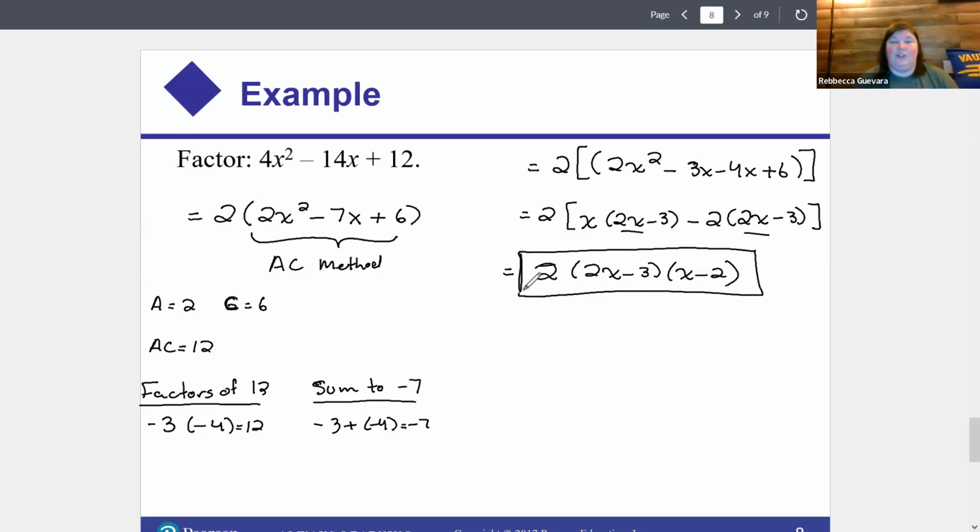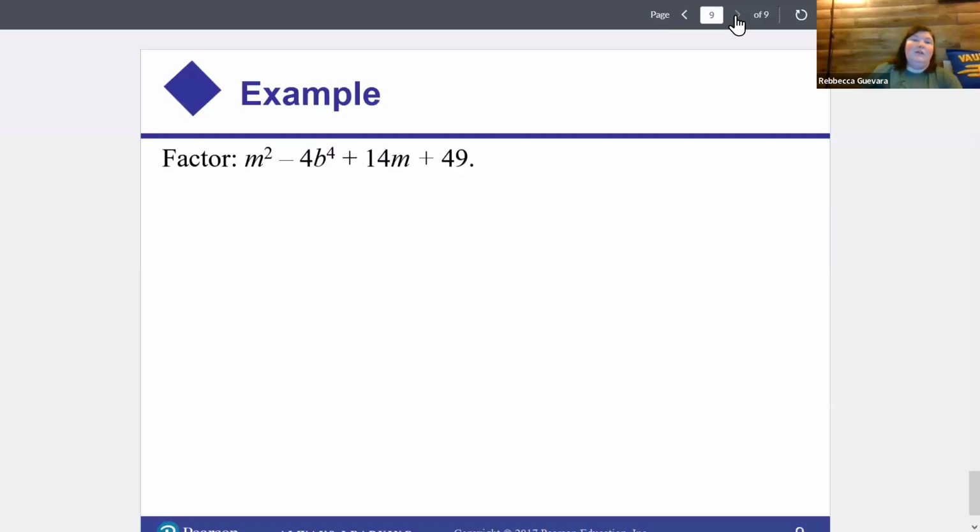And like I said, if you want to, you can go back and check that. Okay, so this one here, we have m squared minus 4b to the 4th minus 14m plus 49. We want to factor this one. You could try factoring by groups if you wanted to. That could work.